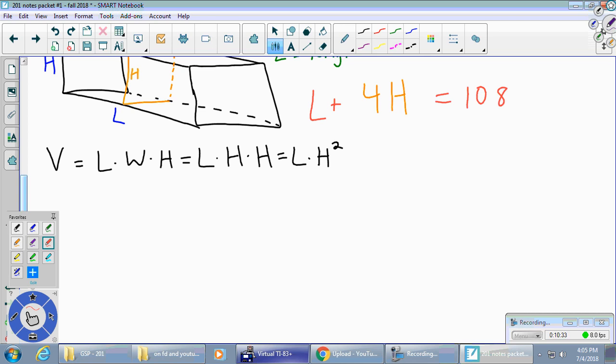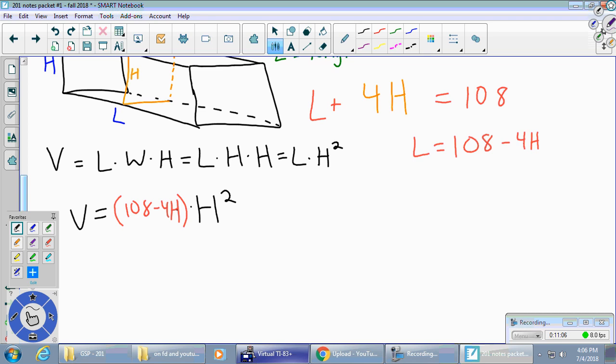So we can take this equation and solve it for either L or h. I'm going to solve for, what are we going to solve for? Let's solve for L. Doesn't make any difference, but let's solve for L. So L is equal to 108 minus 4h. And that is what we're going to substitute into our volume equation. So instead of L times h squared, it becomes (108 minus 4h) times h squared.